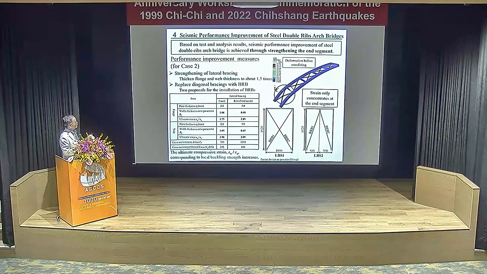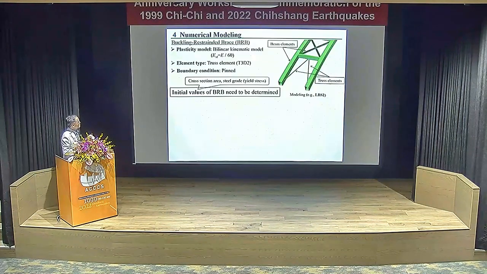And we also try to improve the performance of this bridge. So we just show case 2 here, using two types of retrofit method. One we call LBS1, just like this, and another one is LBS2, like this one. We also strengthen the lateral braces using a thicker plate, changing the thickness from 3.2 to 5.0. Yeah, we compare these.